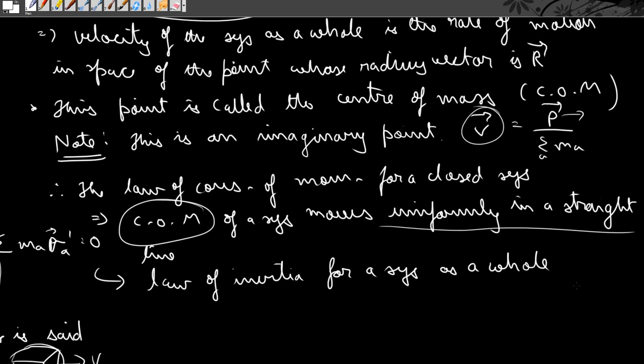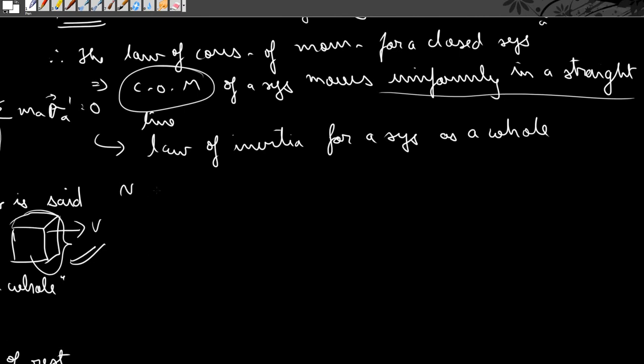Okay, so this doesn't mean that the velocity of individual particles which constitute the system needs to be constant. All it is saying is that the total momentum must be a constant value, which implies the velocity of the center of mass also is going to be constant. Okay, so let us make note of these important points.